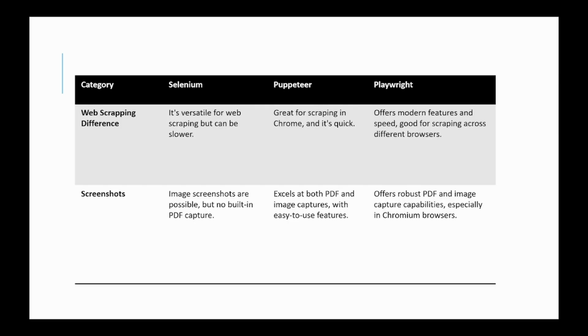Next is the web scraping difference. Selenium is versatile for web scraping, but it can be slower. But in Playwright, there are different features available. It is good for scraping across different browsers. This is a major point, you can note it. Puppeteer is also very great, but limited to one browser.